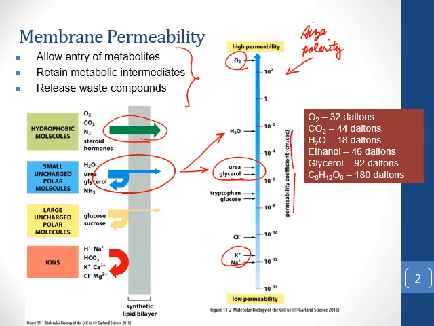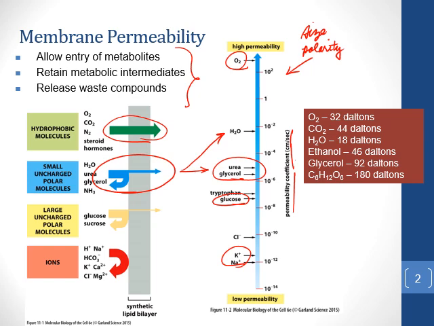Now, in general, we can put all those into a category that we'll call small and uncharged. Polar, but uncharged. The next category would be polar molecules that are large. So glucose is an example of this. We'll talk a lot about glucose. So we can see glucose right here. Its permeability is much lower.